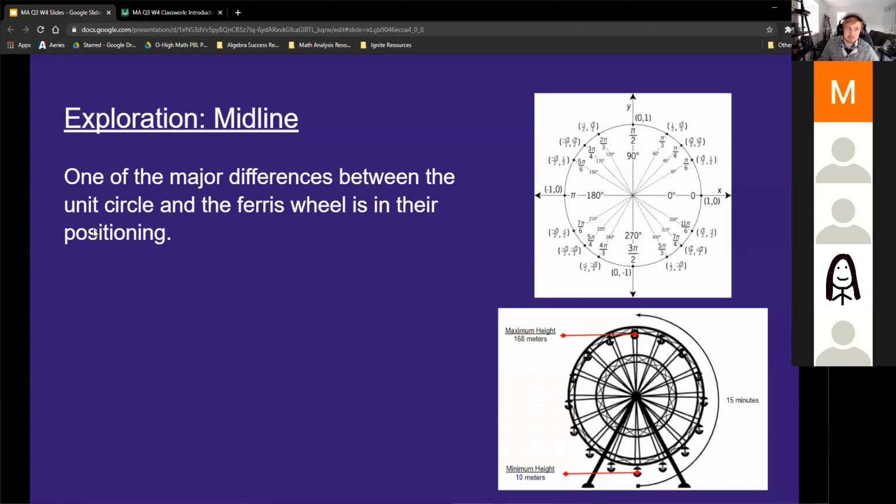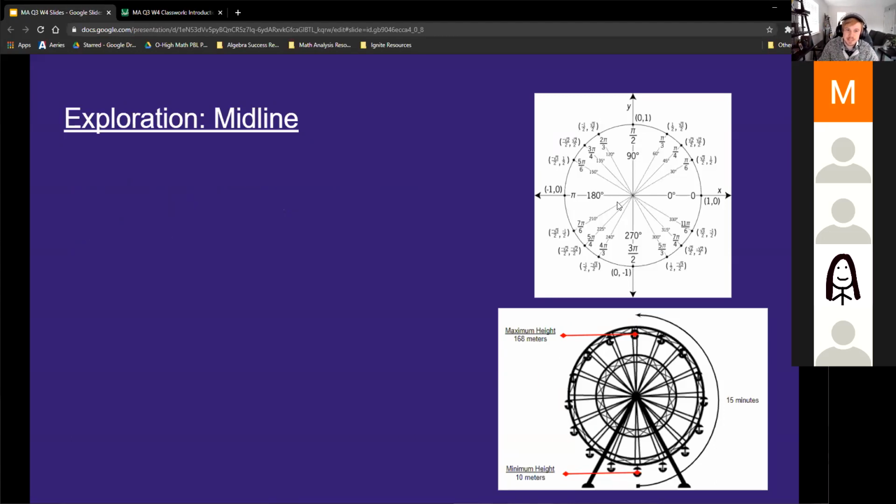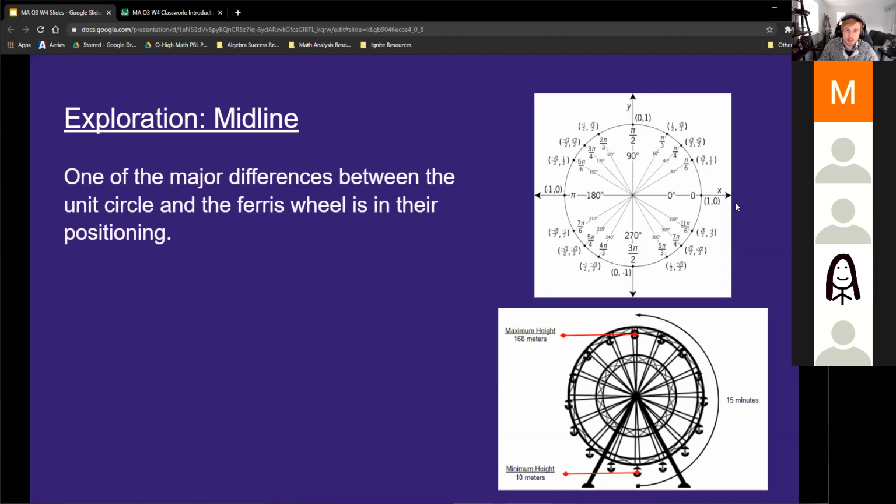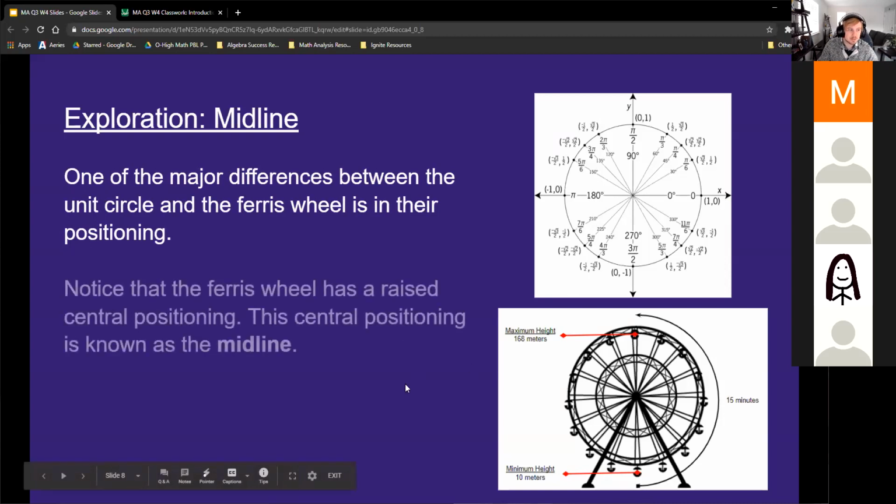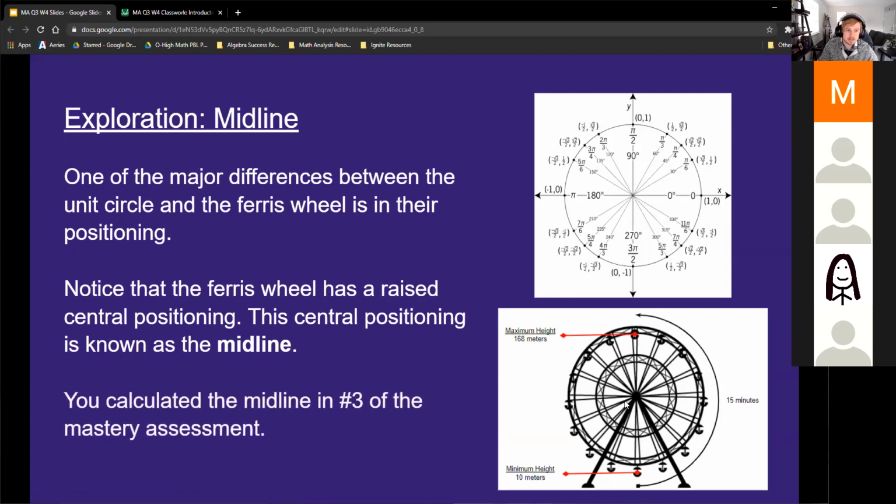So one of the major differences between the unit circle and the Ferris wheel is in their positioning. Notice, guys, that the unit circle is centered around the origin, right? So for example, the middle is at y equals 0, whereas our Ferris wheel is lifted. The Ferris wheel has a raised central positioning. Now that central positioning there is going to be known as the midline.